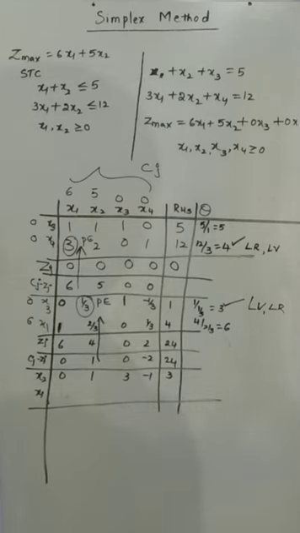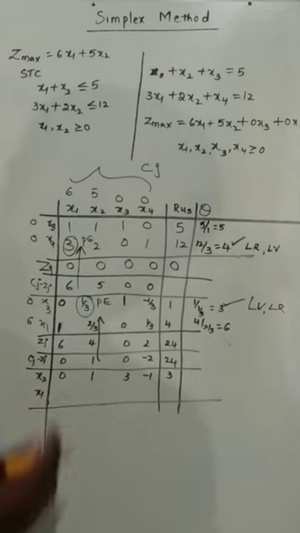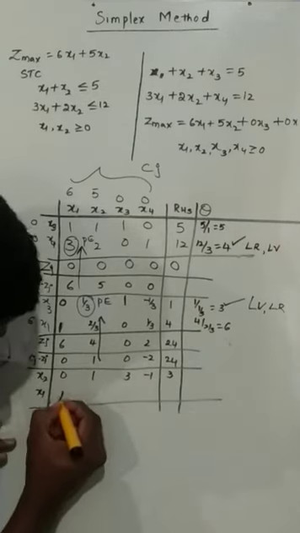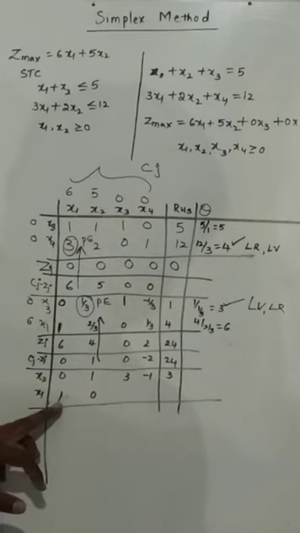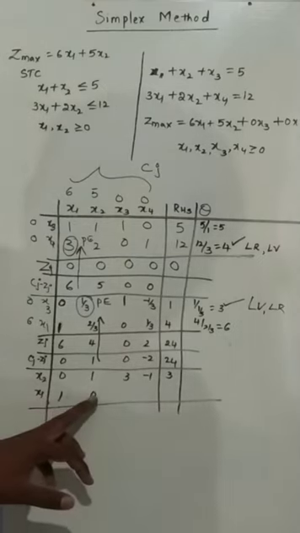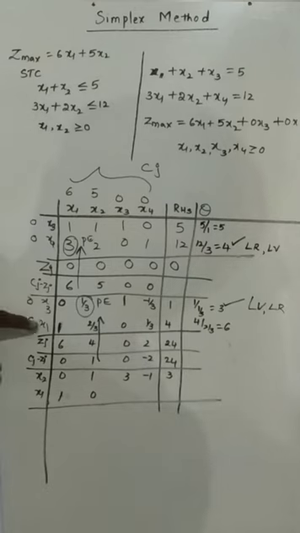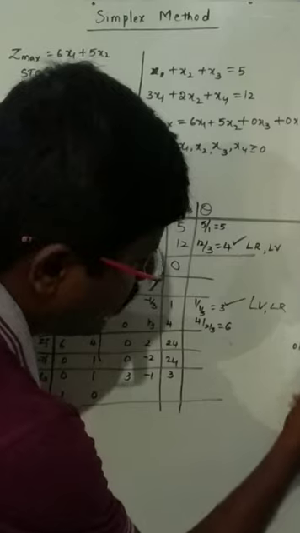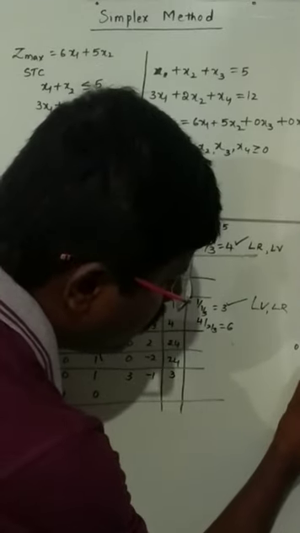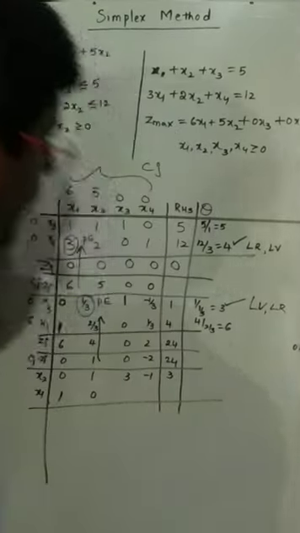We need to maintain the identity matrix for this. Already we got 0 and 1. We need to get 1 and 0 in this place. To get this 1 in this place and also 0 in this place, by using old x1 and new x2, what operation can you do?